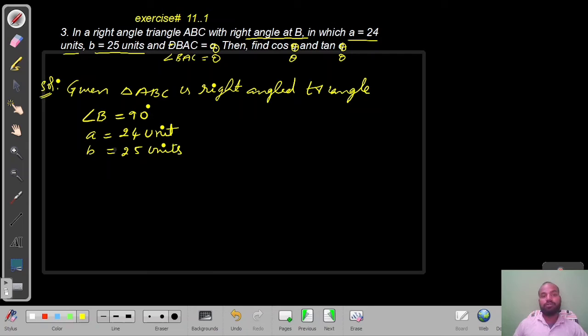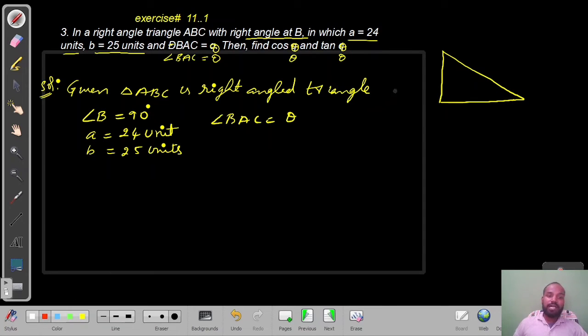So angle BAC, given that angle BAC equals theta. Okay. With the given information, we will draw one rough diagram, so it is very clear for us to know all the things. So this is our diagram.